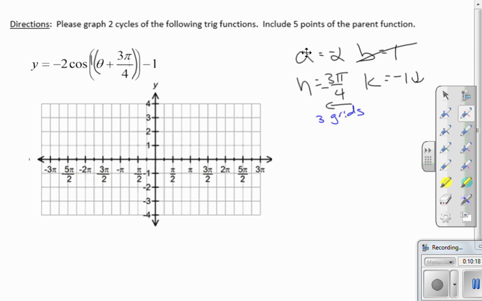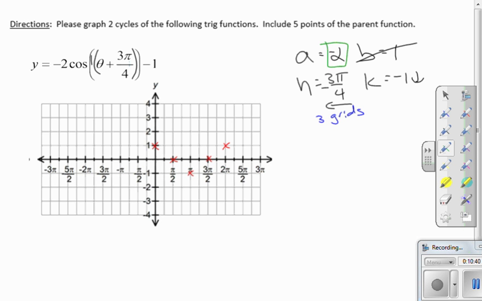Start with the parent function, but for cosine, we start at 1 and end at 1 on a 2 pi cycle. Between those, we're at -1. Between those 2 points on my left, we hit a 0. Between those 2 points to my right, we hit a 0. Okay? Now, I am going to multiply all the output values of those points by -2.